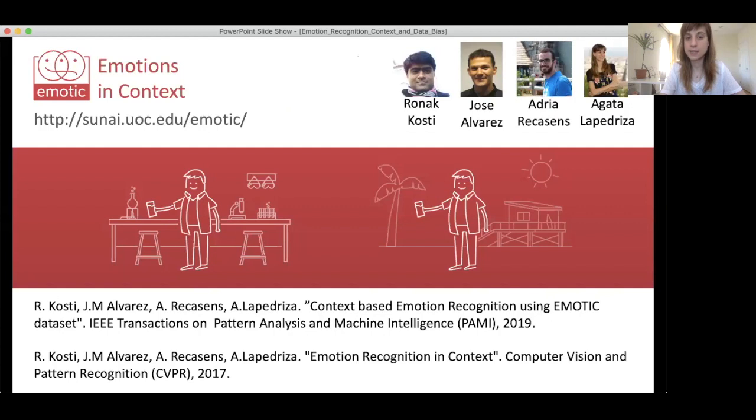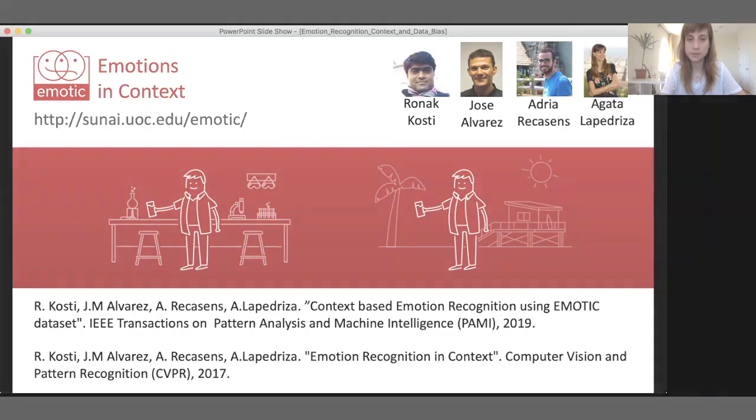As I said, this is the Emotions in Context project. We have a website, and we have our dataset publicly available, and our models. You can also find our publications on the website of the project.